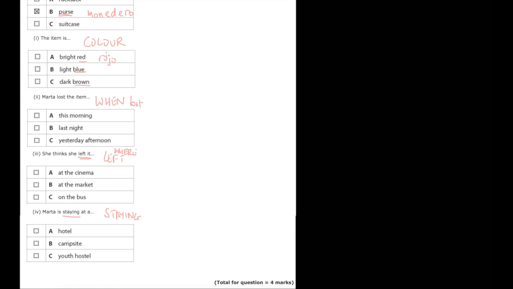So if it's red, I'll hear rojo. If it's blue, I'll hear azul. If it's brown, I'll hear marrón. And if I'm being extra good and I'm feeling especially inspired, I'll remember that bright red will be rojo intenso, light blue will be azul claro, and dark brown will be marrón oscuro. Now, this brings me to a little reminder. Please revise the colors, okay? Especially the more obscure ones like amarillo, and things like blanco, negro, etc.